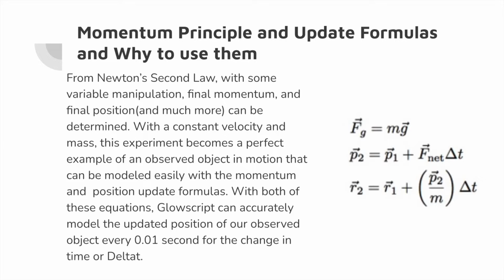Momentum principle and update formulas, and why to use them. From Newton's second law, with some variable manipulation, final momentum and final position, and a lot more, can be determined. With a constant velocity and mass, this experiment becomes a perfect example of an observed object in motion that can be modeled easily with the momentum and position update formulas. With both of these equations, GlowScript can accurately model the updated position of our observed object every 0.01 seconds for the change in time, or delta t.